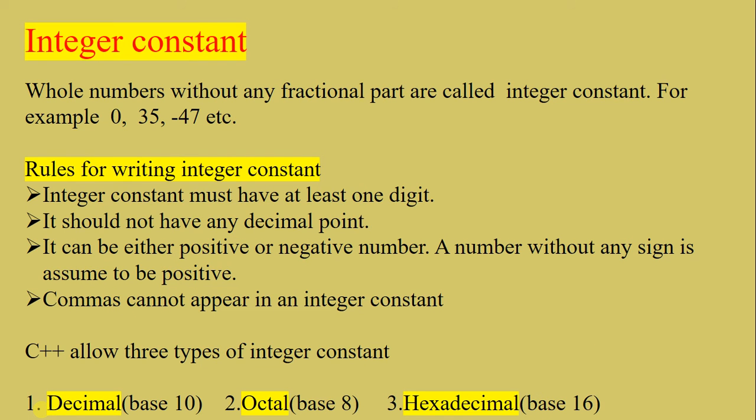Integer constant. Whole numbers without a fractional part are called integer constants. For example, 0, 35, minus 47, etc. Rules for writing an integer constant. An integer constant must have at least one digit. It should not have any decimal point. It can either be a positive or negative number. A number without any sign is assumed to be positive. Commas cannot appear in an integer constant. C++ allows three types of integer constants: decimal to the base 10, octal to the base 8, and hexadecimal to the base 16.